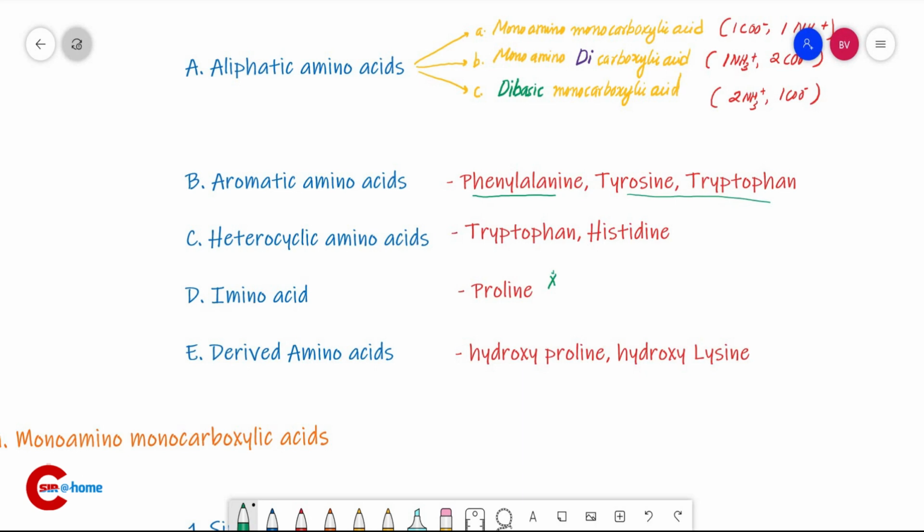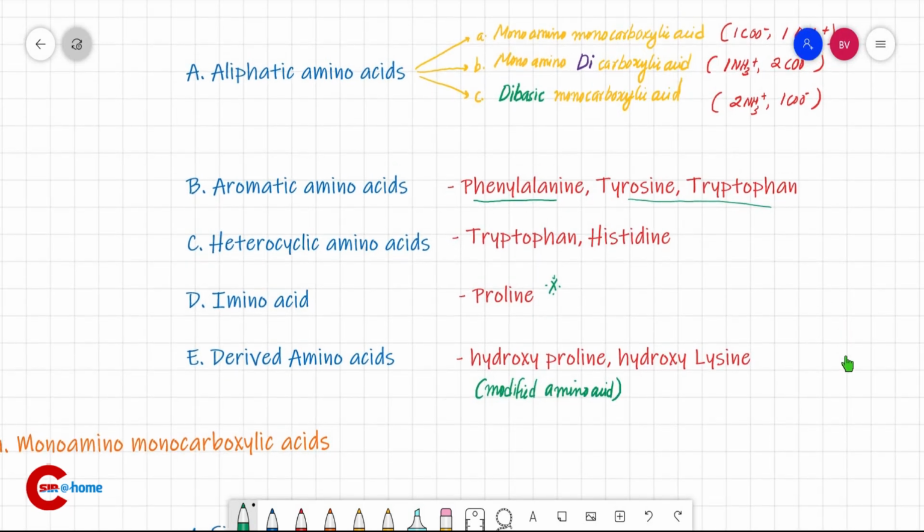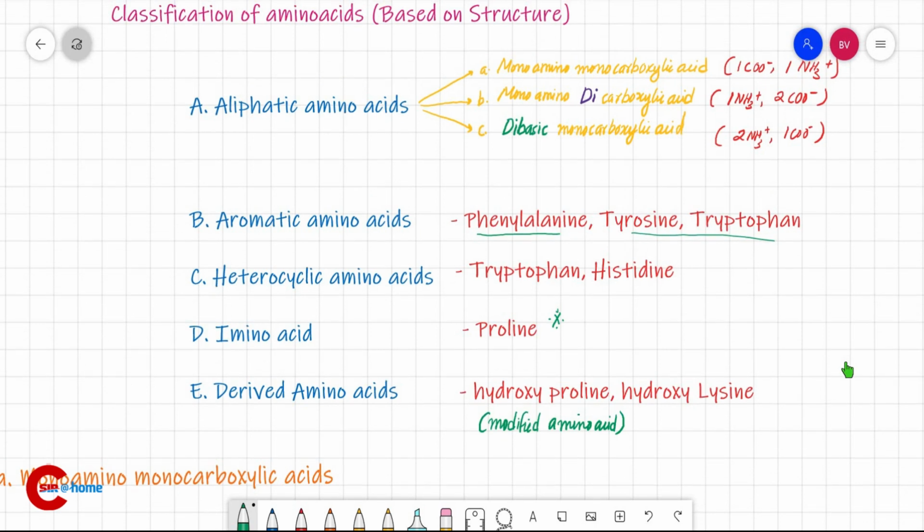Then imino acid, proline. Proline is very important. Proline is an imino acid. Then derived amino acids, that is, modified amino acids. Ornithine, citrulline, hydroxyproline, and hydroxylysine are examples of derived amino acids.